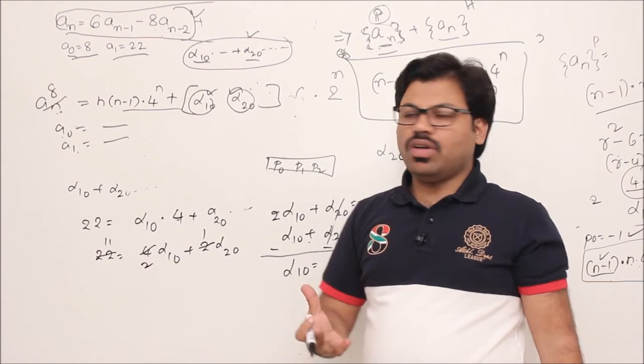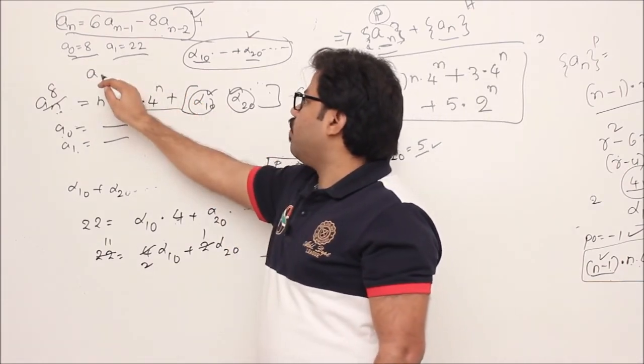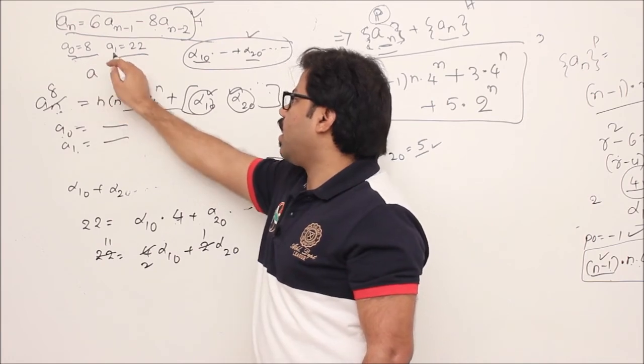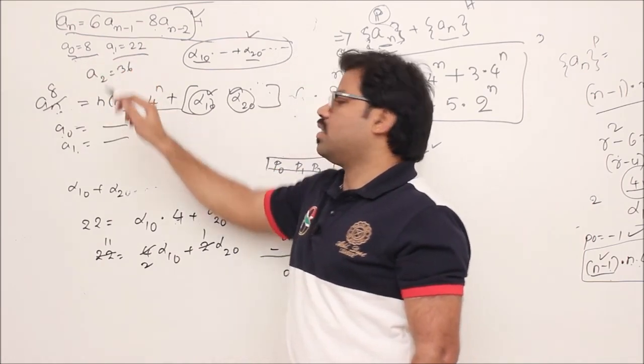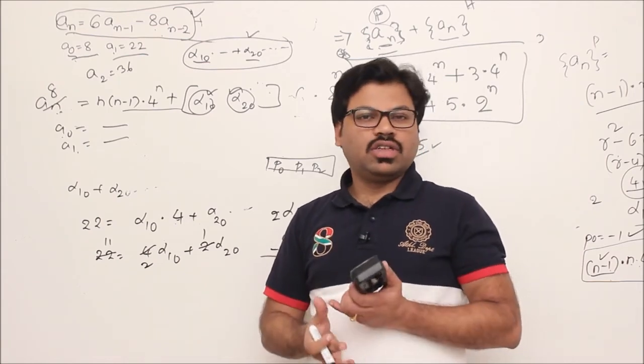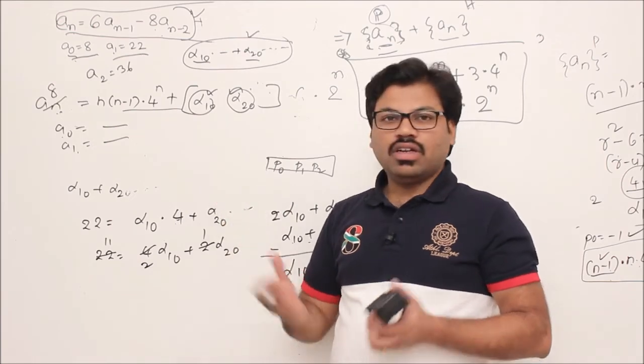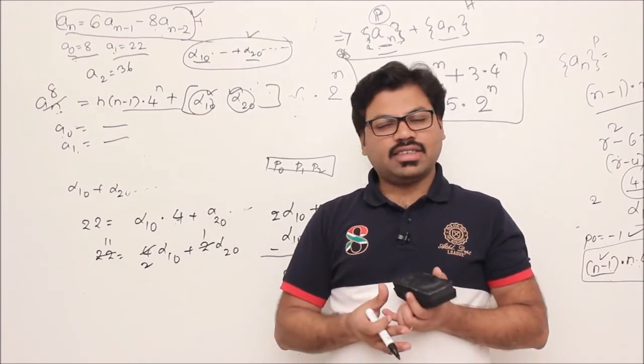If you have three variables, then definitely there will be three values like a naught, a1, a2. Don't worry, it will be like 36 or something. Then you substitute three times and we can get the values. So this is all about solving non-homogeneous linear recurrence relations.